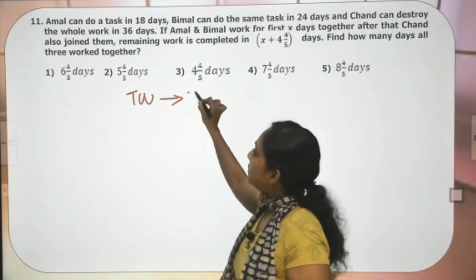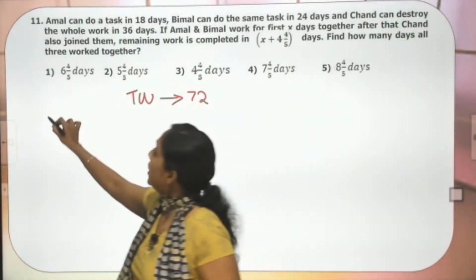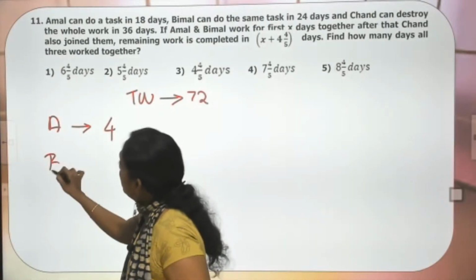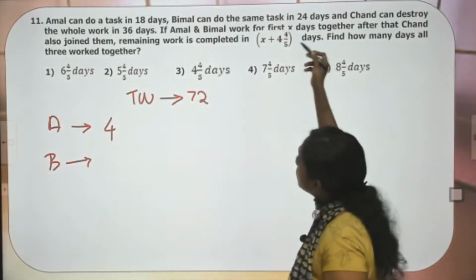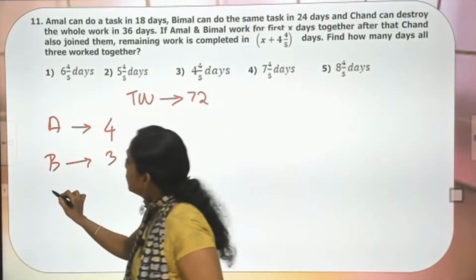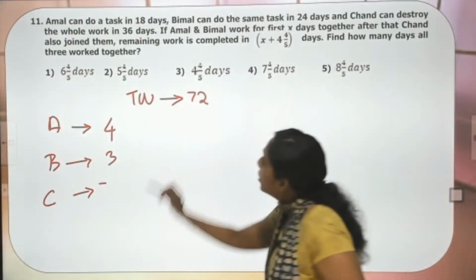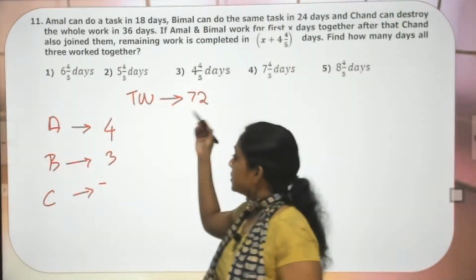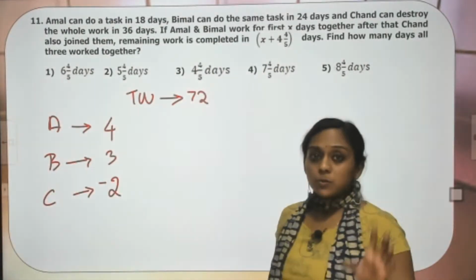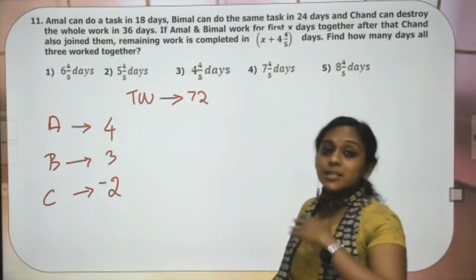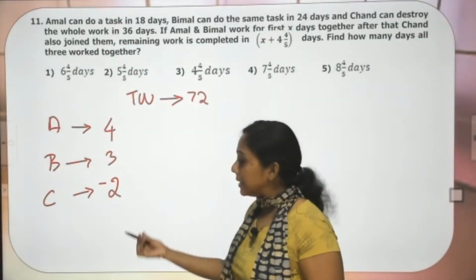So efficiency of A will be 4, efficiency of B will be 24, so that is 3, and efficiency of C, here destruction is mentioned, so that will be a minus value. So that is 36 means that is 2 times. Okay, so please note here destruction is destroy the whole work, so that is a negative efficiency. Okay, so that is minus 2.